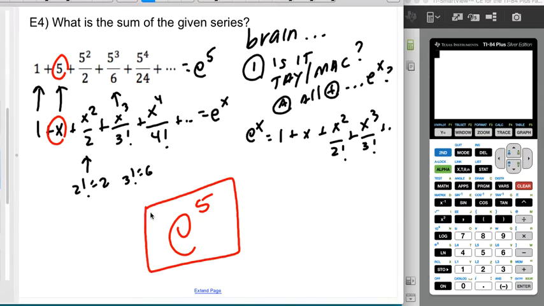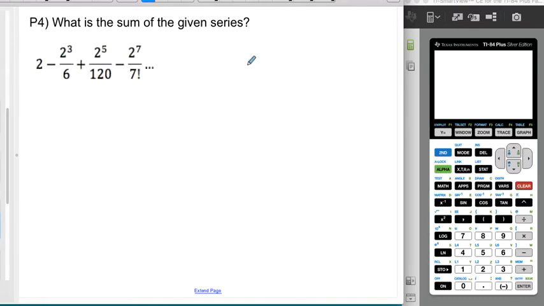So what this question is asking you for is pattern recognition. So my brain says, hey, you want to know what the sum's to? It's probably a Taylor and Maclaurin series. Let me see if this fits, if there's a number plugged in. So I want you to look at this one and think the same thing. What is the sum of this series?